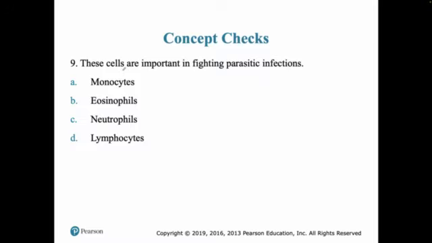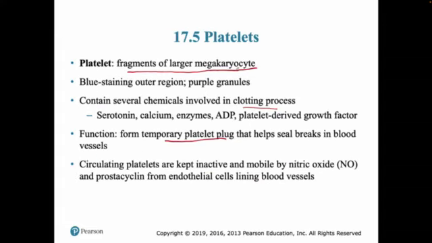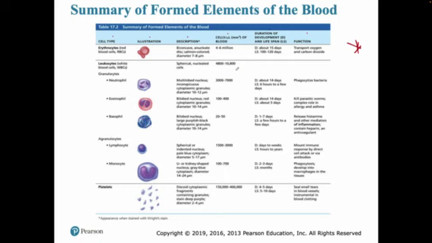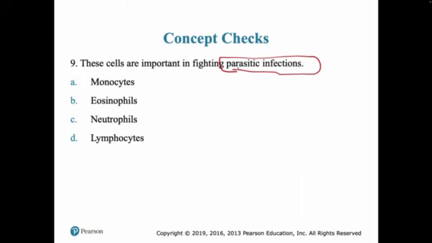The fourth question: these cells are important for fighting parasitic infections. This is a pretty straightforward question. We did talk about all of these types. You can also find this in the chart, which of the WBCs help us in fighting parasitic infections specifically. All right, so work that out by yourself.